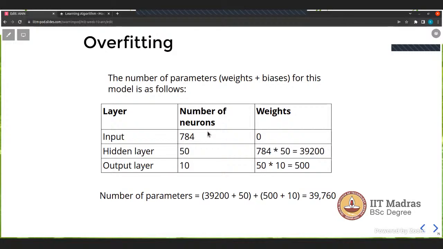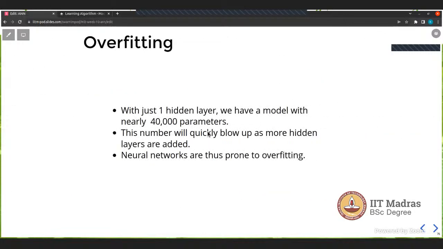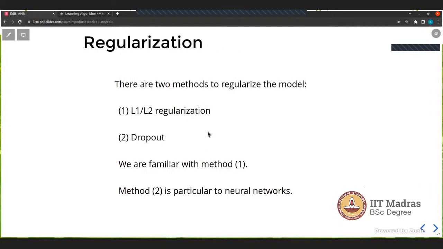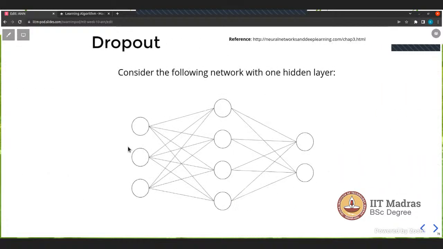So overfitting, how do we solve that? We can solve that using the standard L1, L2 regularization by augmenting your loss function using some lambda regularization parameter, or there's something specific to neural networks which is dropout, or you could add more training data points, right? Which is standard across all models we have seen.